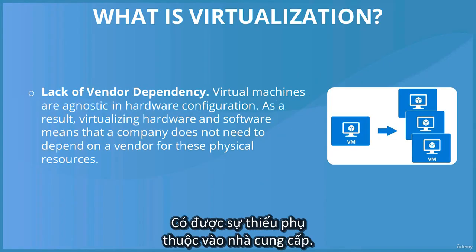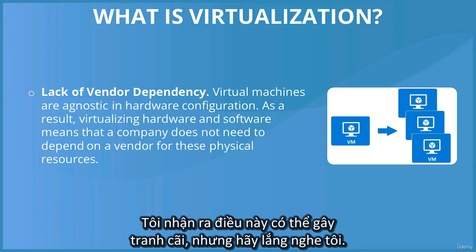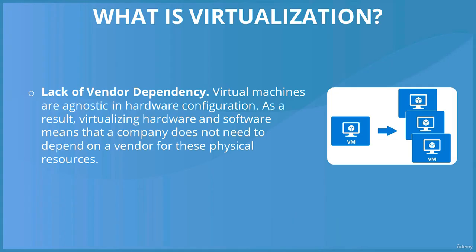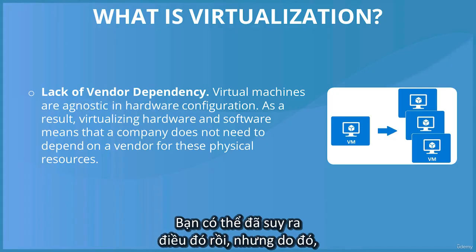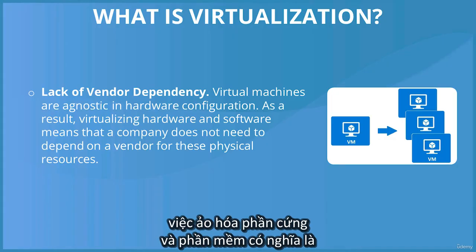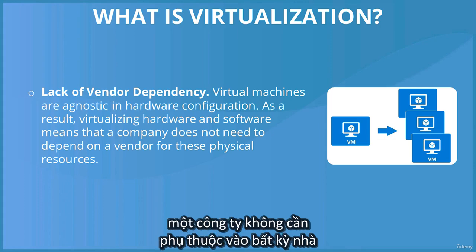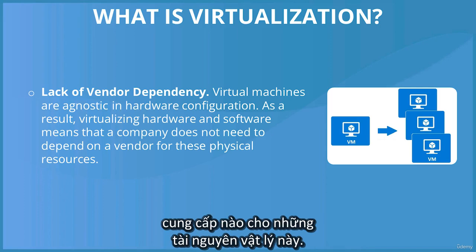Get this: lack of vendor dependency. I realize that might be controversial, but hear me out. Virtual machines are agnostic in hardware configuration. You might have deduced that already. But as a result, virtualizing hardware and software means that a company does not need to depend on any particular vendor for these physical resources.